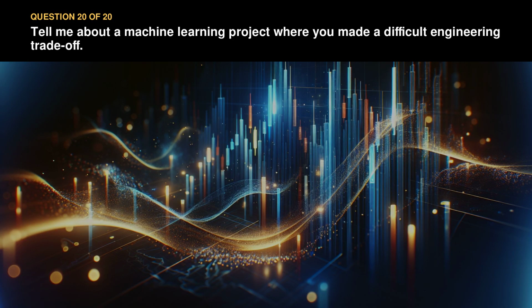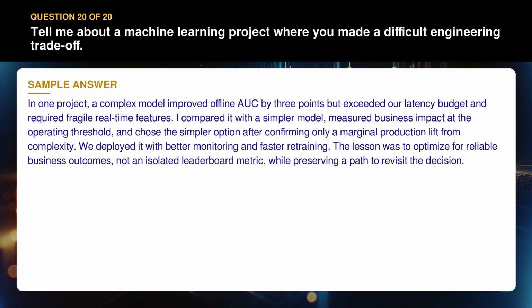Question 20. Tell me about a machine learning project where you made a difficult engineering trade-off. In one project, a complex model improved offline AUC by 3 points but exceeded our latency budget and required fragile real-time features. I compared it with a simpler model, measured business impact at the operating threshold, and chose the simpler option after confirming only a marginal production lift from complexity. We deployed it with better monitoring and faster retraining. The lesson was to optimize for reliable business outcomes, not an isolated leaderboard metric, while preserving a path to revisit the decision.